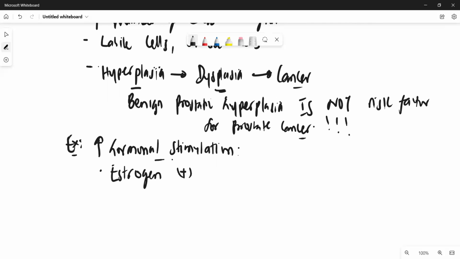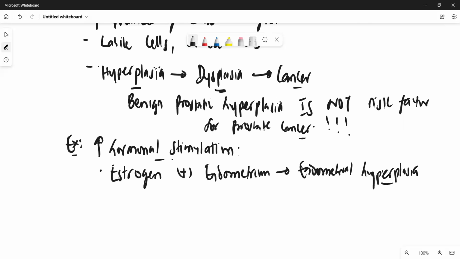This can stimulate, in a female, the endometrium, right? And if it's stimulating the endometrium, that can lead to endometrial hyperplasia. This can be seen if somebody has an ovarian tumor that is producing a lot of estrogen, or somebody who has polycystic ovarian syndrome. Those patients also tend to have high estrogen, and that can lead to endometrial hyperplasia.